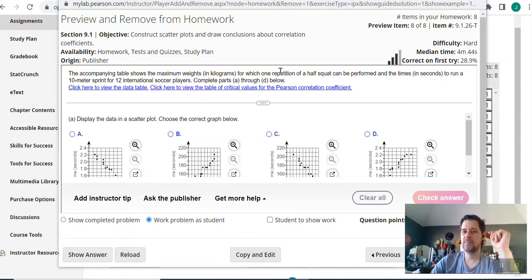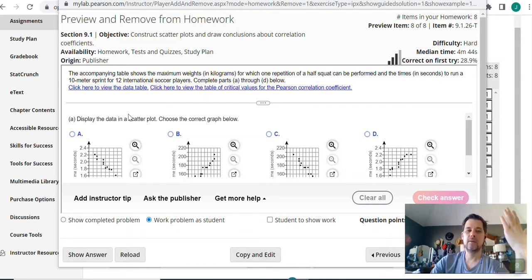Okay, so the variables for this need to be measurements, they need to be numbers. What's the maximum weight for which you can do 1 rep of a half squat, and then the time it takes to run a 10-meter sprint. So we're measuring weight and time. For time, the greater the time is, the slower the person will be, right? And the less the time is to run this 10-meter sprint, the faster they'll be. But those are the variables.